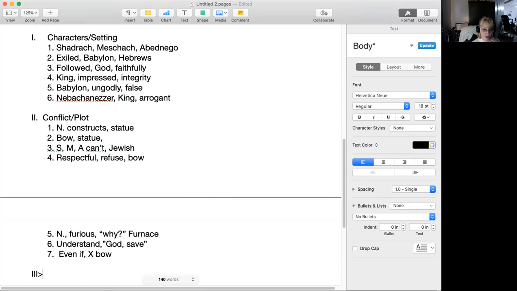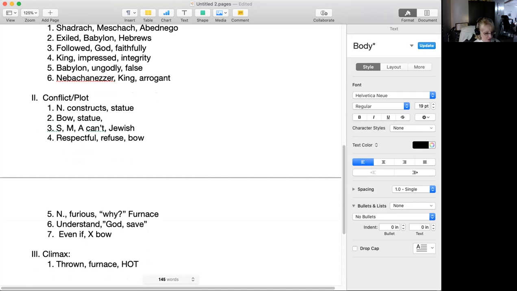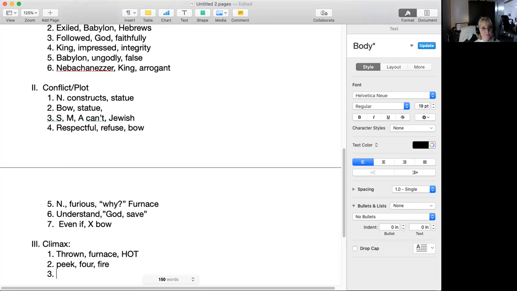And then we have our third thing, our climax and our resolution. The climax happens when they get thrown into the furnace. And it's super hot, right? The guards who are taking them up die. When they peek in, they see 4 people in the fire. And so that's kind of exciting. They see 4 people in the fire.